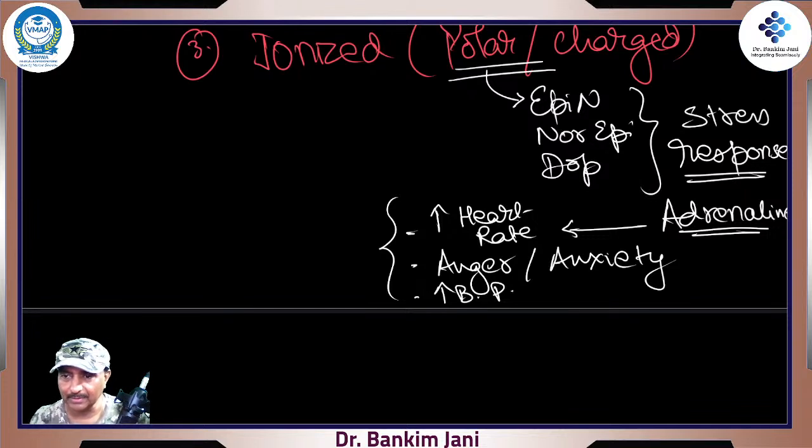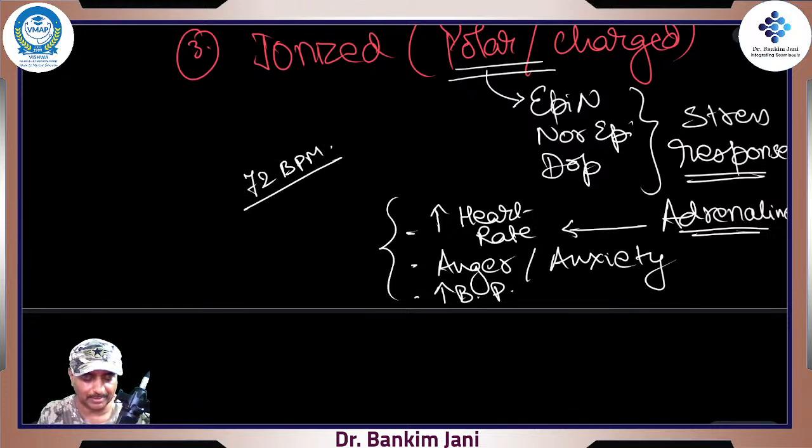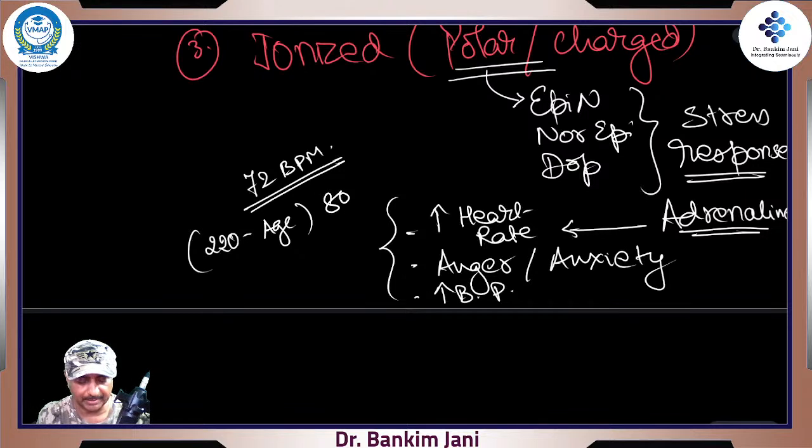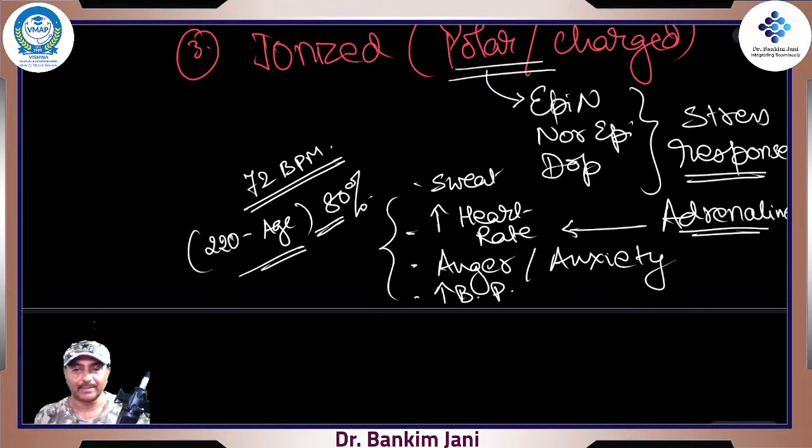When a person has stress, well, normal heart rate is said to be 72 beats per minute. And 220 minus your age, and whatever the number comes, 80% of it is the maximum one should reach. Yes, there is sweat also. So this is the ideal heart rate. As the heart rate is high, it is dangerous.